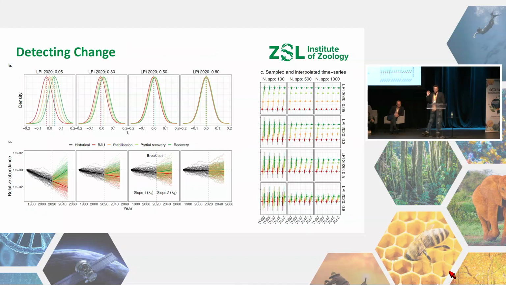Finally, there was a talk yesterday about attributing change. When we've explored whether we can detect whether a conservation intervention has occurred in the LPI, we think that even with quite small numbers of populations, we can accurately detect when changes in those abundances occur and how good that is. And so it'd be good to discuss that with anyone who is in that session.